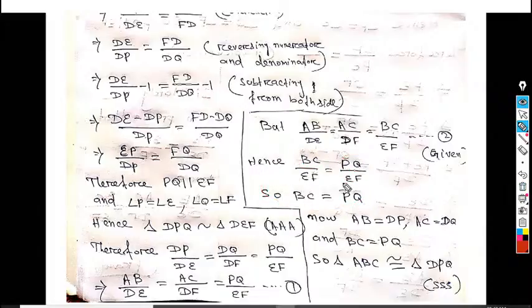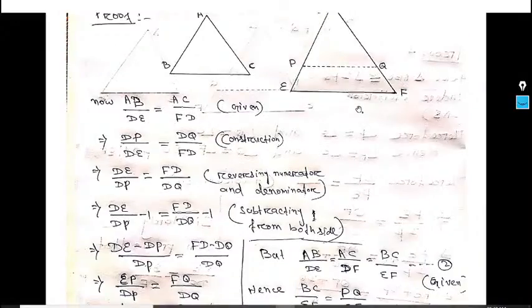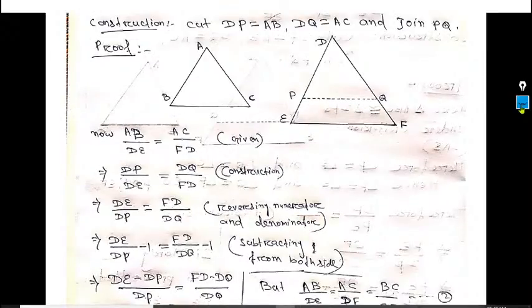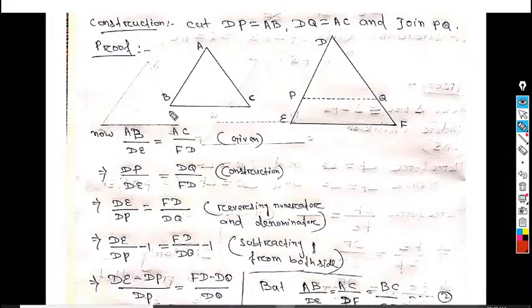Now move on to the figure again. BC and PQ, remember. Here it is BC, here it is PQ. BC and PQ are the same now. Before that, AB and PD were the same, which we had constructed. AC and DQ are the same; we had also constructed this. So between triangle ABC and triangle DPQ, what do you see? Three corresponding sides are equal. Therefore, triangle ABC must be congruent to triangle DPQ, isn't it?